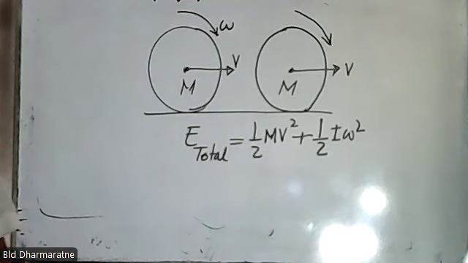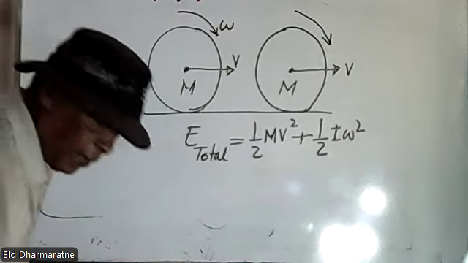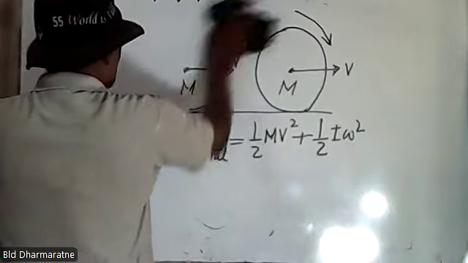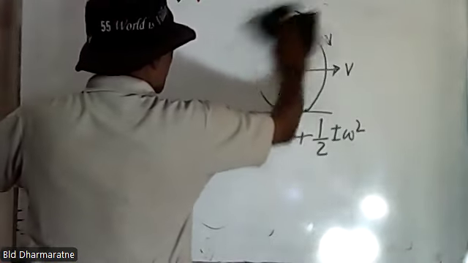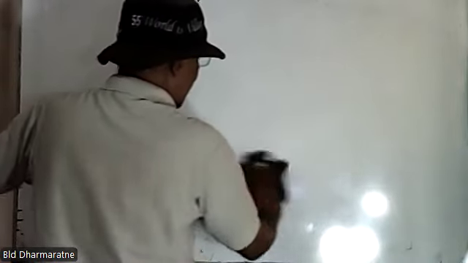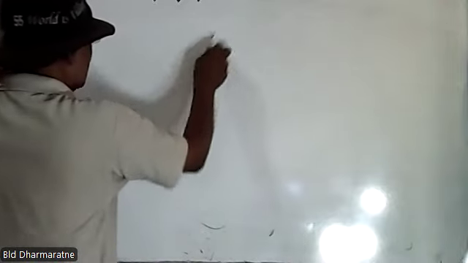Now another one I'm explaining here: a cylinder rolling on an inclined plane. Here we are taking a solid cylinder rolling on the inclined plane. There's no friction also. The inclined plane is considered with that assumption.